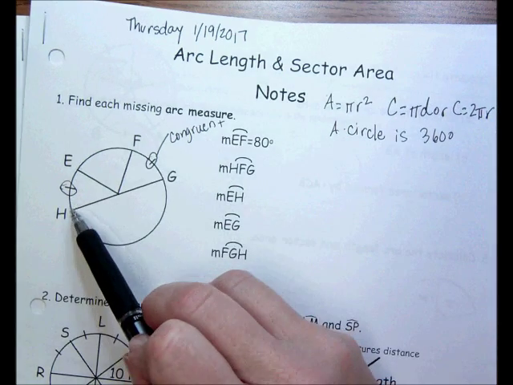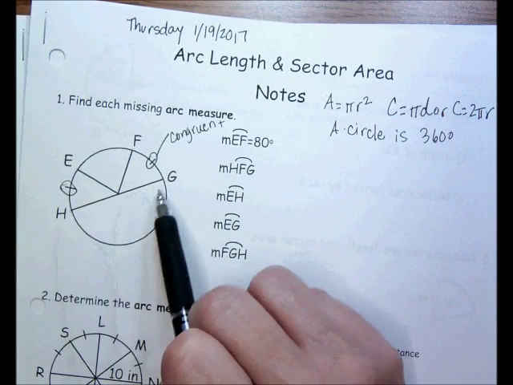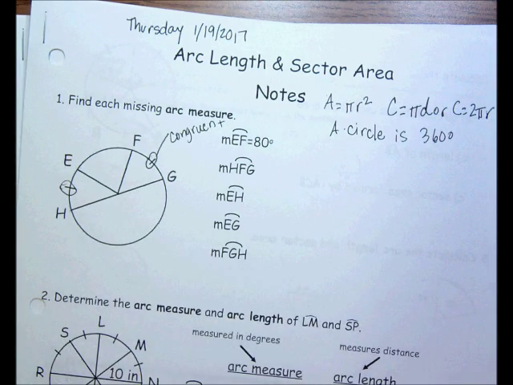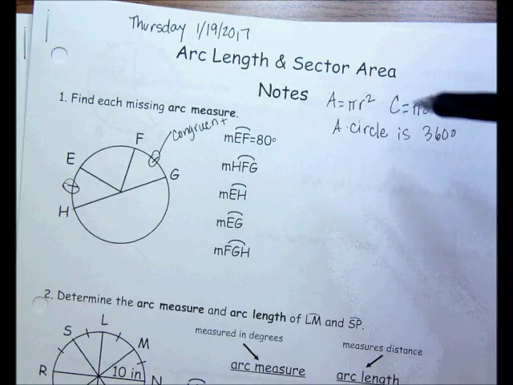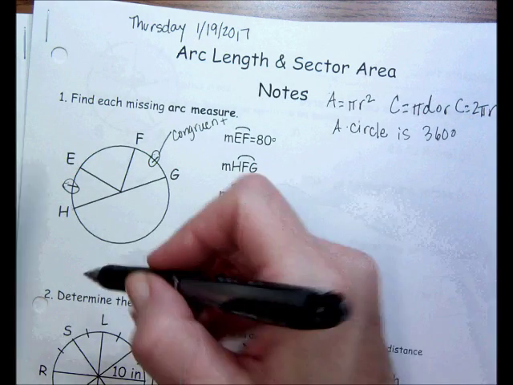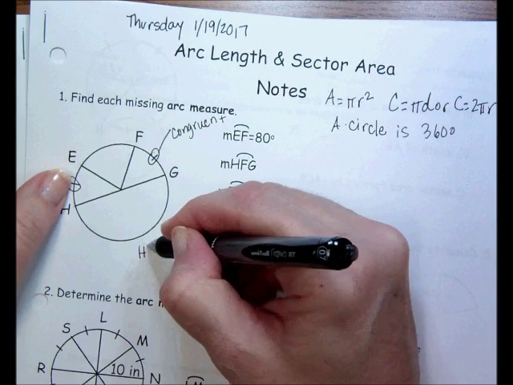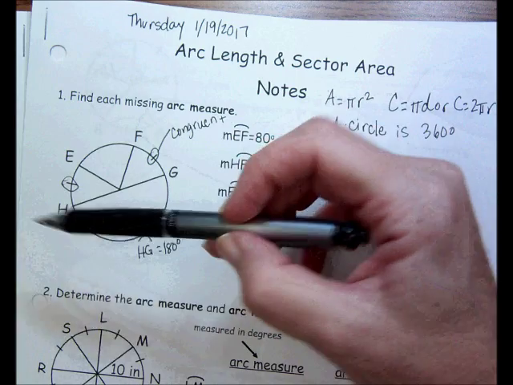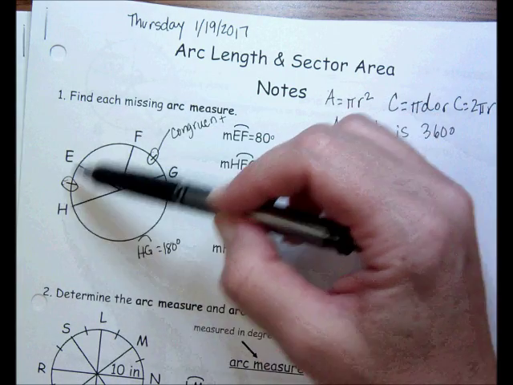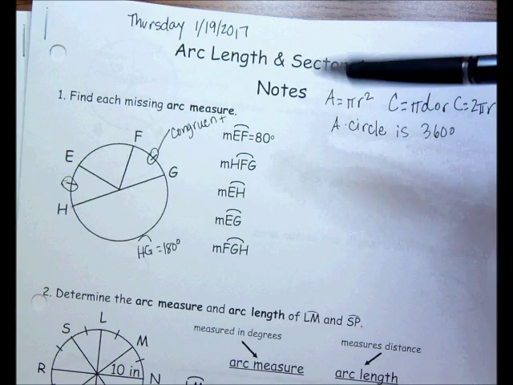We also talked about that line segment HG is the diameter, and so the diameter splits the circle into 2 equal parts. So if the whole circle is 360 degrees, then half of the circle, arc HG, is going to be 180 degrees. And that would also mean that the other side, arc HFG, would be 180 degrees also.